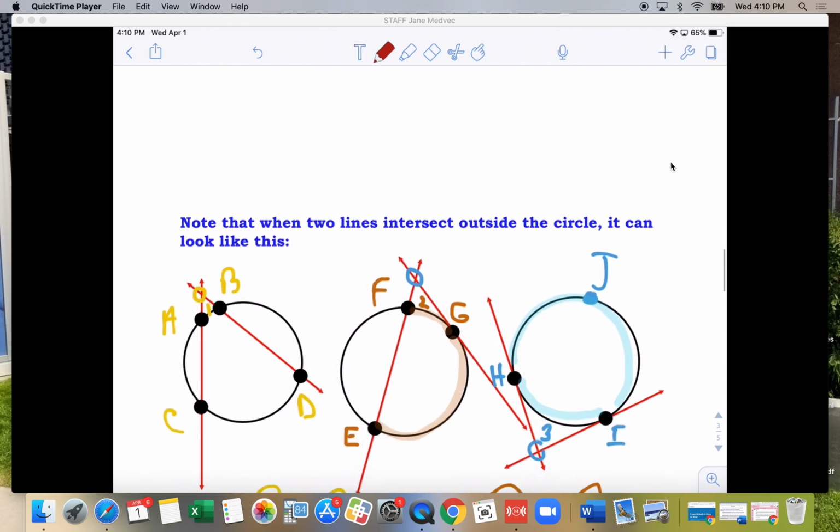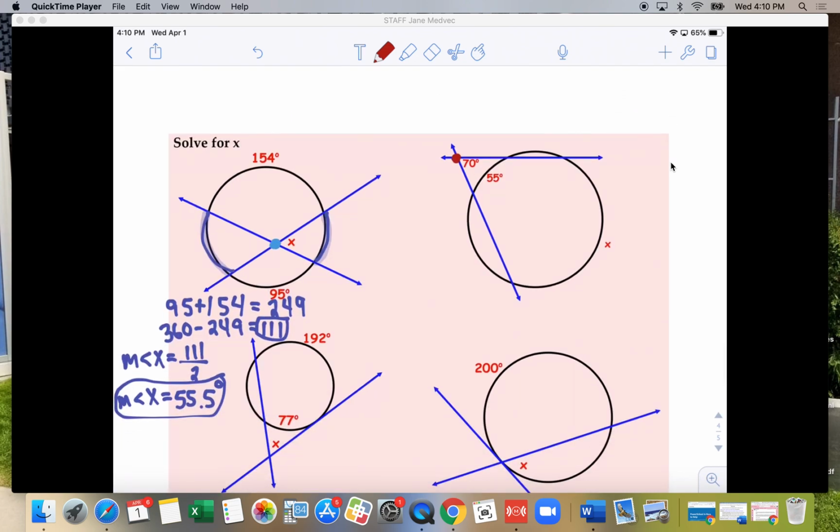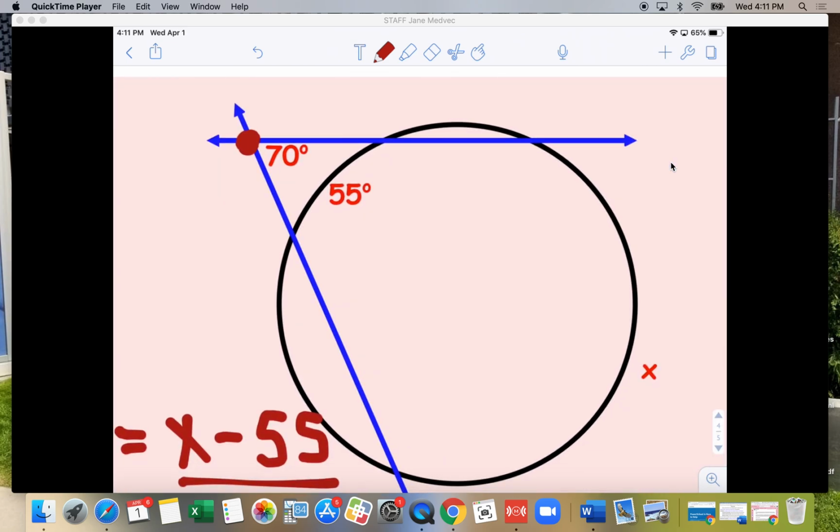So let's go back to the problem. I'm going to take the larger arc, which is X. Again, this is 70, the angle that I'm trying to find. I'm going to subtract the smaller arc, which is 55, and I'm going to divide it by 2. Okay, so again, this is the angle measure, this is the larger arc. I'm going to subtract the smaller arc and divide it by 2.